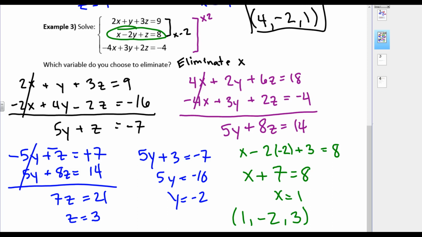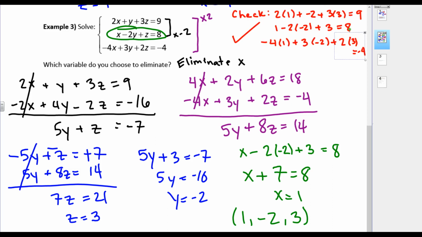And now all we have to do is check to see whether or not we're correct. So we'll plug back in to see if we're right. And with some very quick plug-in math, which I've done up here, we can check and see that all of our equations in fact do work for that point.